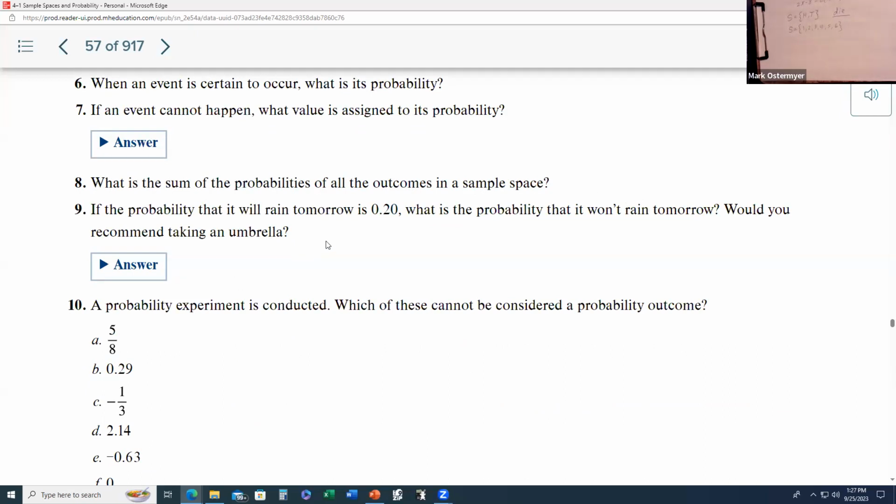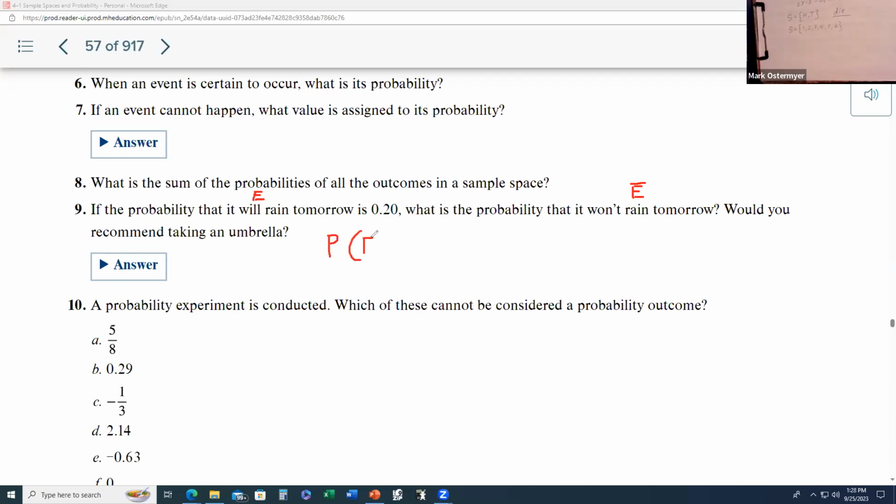Number 9, if the probability that it will rain tomorrow is 0.20, what is the probability that it will not rain tomorrow? In other words, if event E is that it rains tomorrow, the complementary event, E bar, would be that it does not rain tomorrow. So if we define this event to be event E, then the complementary event that it won't rain tomorrow would be E with a bar over it. E bar. So what do you think, Lizanne? What's the probability that it will not rain tomorrow?